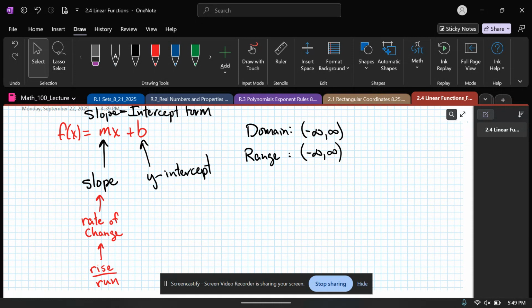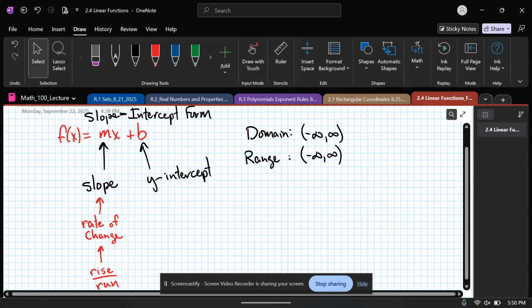Okay, the domain and the range, if you're in slope intercept form, the domain is going to be all real numbers. If you're in slope intercept form, the range is going to be all real numbers. There are some special linear equations that happen, and we'll talk about those in just a minute. But for the most part, if you're in slope intercept form, that's going to be your domain and your range. They're always that.